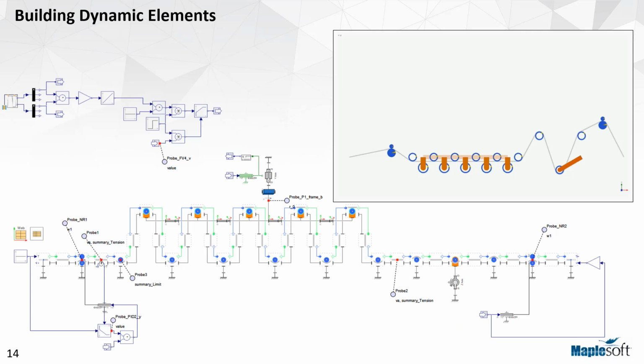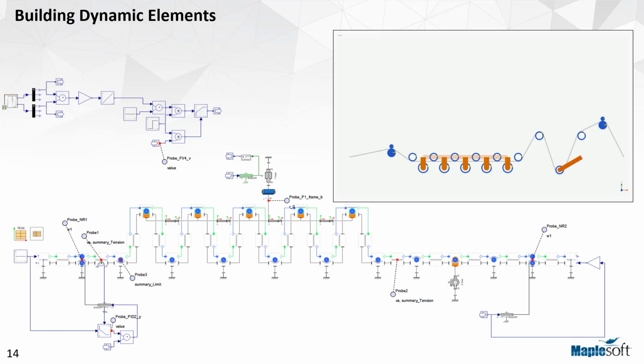Let's look at a larger example of building dynamic elements using our MapleSim web handling library. So in this example, we have an accumulator, or they're sometimes called buffers, as well as a dancer. In the center of the screen, you can see the rollers with all of the frames, as well as some rigid body frames connecting them. So this is creating the large buffer that you will see within the 3D visualization in a moment.